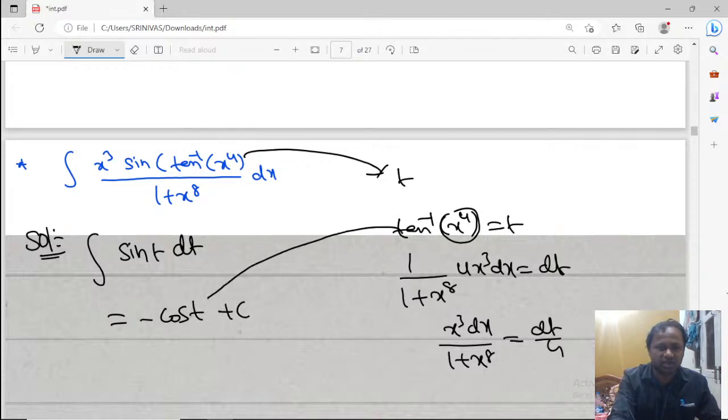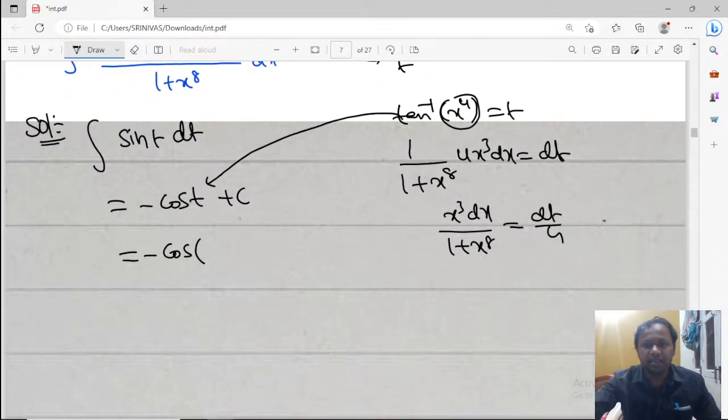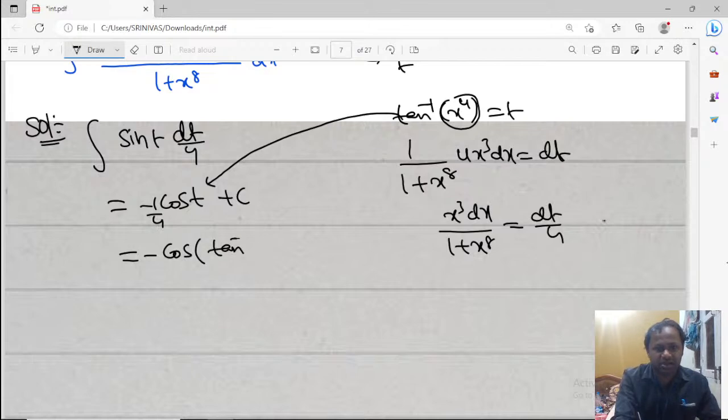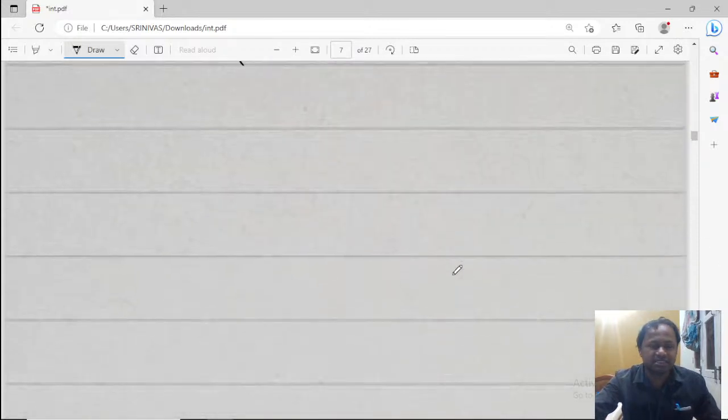Substitute t value here, that is minus cos of, here dt is nothing but dt by 4. Okay, so minus 1 by 4 into cos of tan inverse of x power 4, plus c. Easiest theory question.